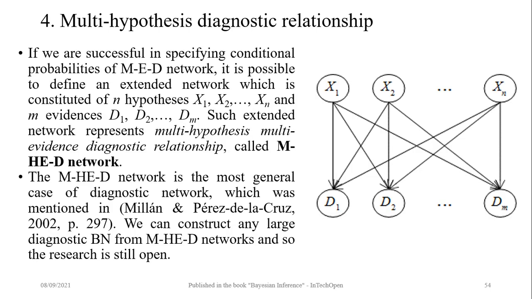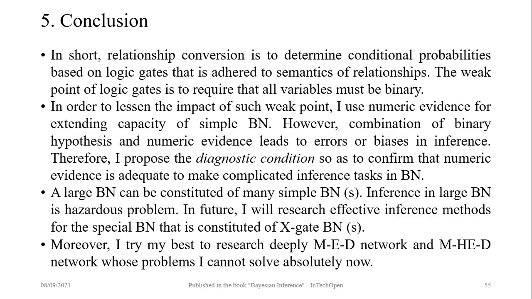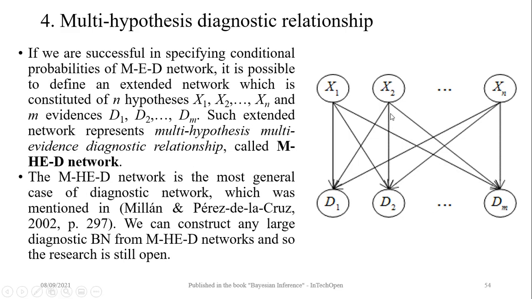If we are successful in specifying the conditional probability of the MED network, it is possible to define a standard network which is constituted of hypotheses S1, S2, ..., Sn, and evidence D1, D2, ..., Dm. Such an extended network represents the multi-hypothesis, multi-evidence diagnostic relationship, called the MSED network. The MSED network is the most general case of diagnostic network, which was mentioned in Millán and Pérez de la Cruz, 2002, paper. We can construct any large diagnostic Bayesian network from MSED networks, and so the result is still open. You can see the next figure is the MSED network.